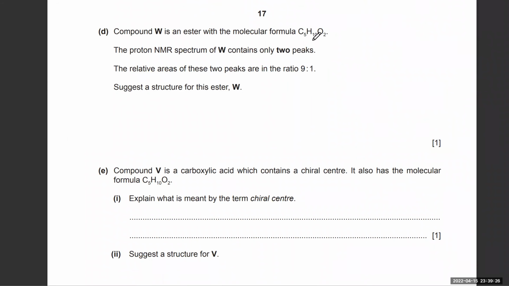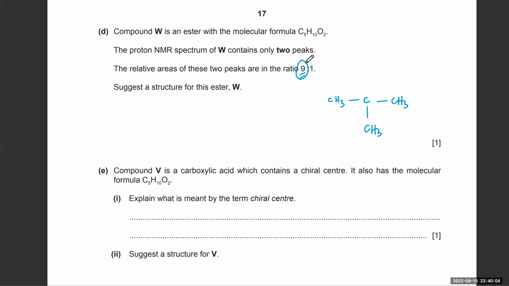Yeah, so the next one. They're saying that there's an ester C5H10O2 and the proton NMR of W contains only two peaks. The relative area of these peaks is 9:1. So when it's 9:1, that indicates that there must be three CH3s, because how can you have 9 hydrogen protons in the same environment? That means there must be three CH3s in exactly the same environment. Is the idea clear? That's the only way 9 hydrogens could be in the same environment.